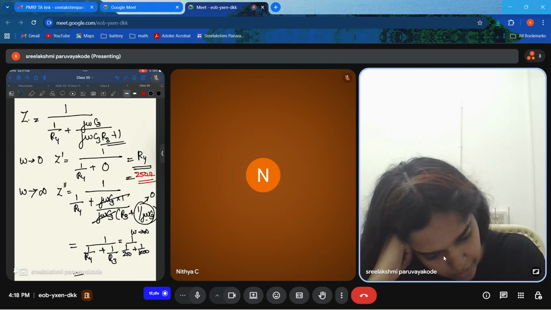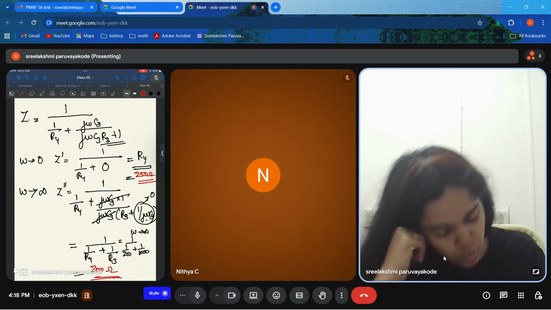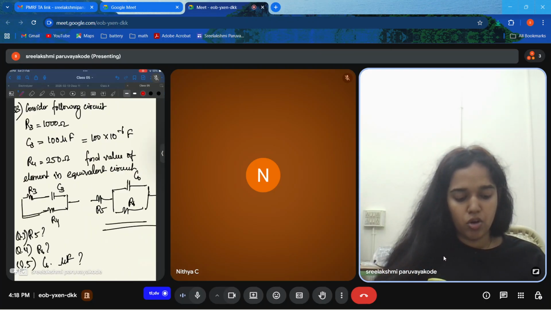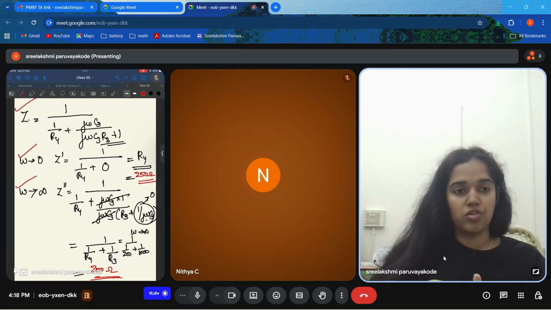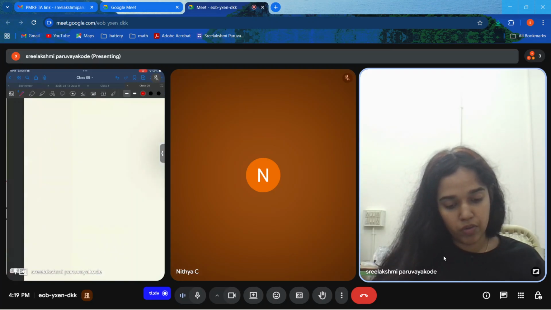If you solve it, you will get the value as 200 ohm. So this is the approach. You are first given a circuit whose values R4, R3, C3 are all given. Find out the total impedance. Then find out the impedance when omega tends to 0 and when omega tends to infinity. Do this much. Now let us move on to the other circuit.